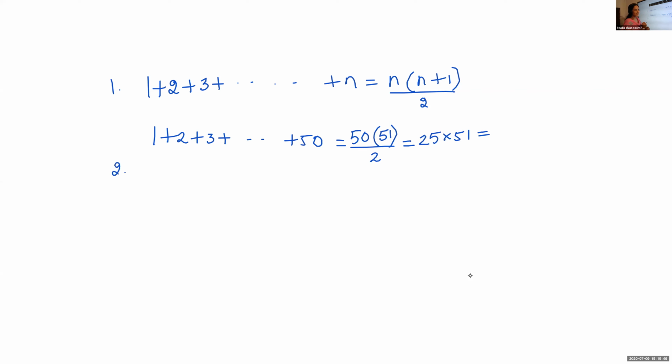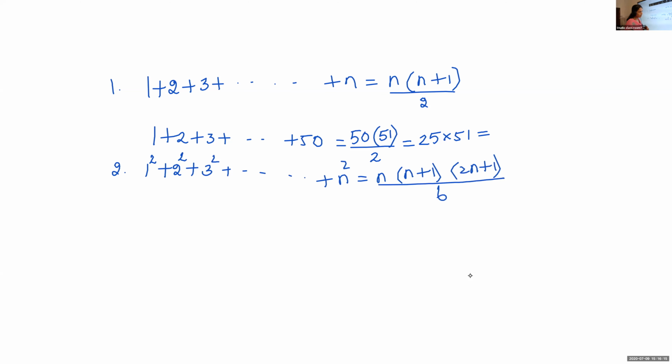The second one is the sum of squares of first n natural numbers: 1 square plus 2 square plus 3 square plus etc. up to n square. It is given by n into n plus 1, 2n plus 1 by 6. Sum of squares of first n natural numbers is given by n into n plus 1, 2n plus 1 by 6.